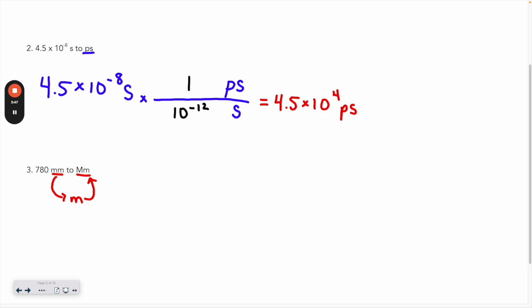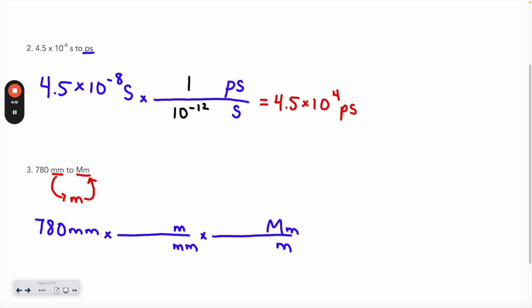So let me show you how you would do that. You have 780 millimeters. I'm gonna first get into meters, and we know how to do that. We're gonna crisscross swoosh. We're gonna put millimeters on the bottom to get out of them, and meters on top to get into your base unit. I'm now in meters, awesome, but I don't want to stay in meters, I want to get into megameters. So I'm going to do one more step. I'm going to get out of meters by putting it on bottom, and I'm going to get into megameters by putting it up top.